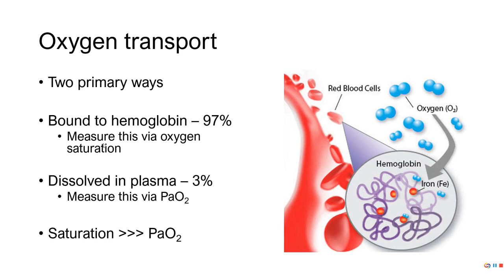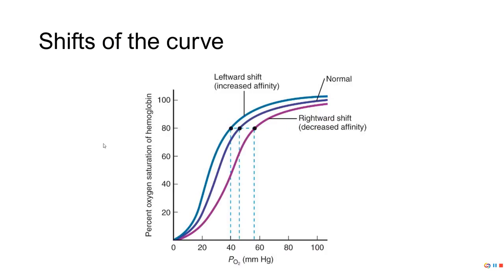Saturation is much, much more important than partial pressure. The crazy thing is we don't have a saturation sensor in our body. We have a pressure sensor in our body. And this leads to the oxyhemoglobin dissociation curve, which shows the relationship between partial pressure and saturation. Okay? Notice it's not linear. It's what we call a sigmoidal curve, and this is due to the relationship between hemoglobin and oxygen.